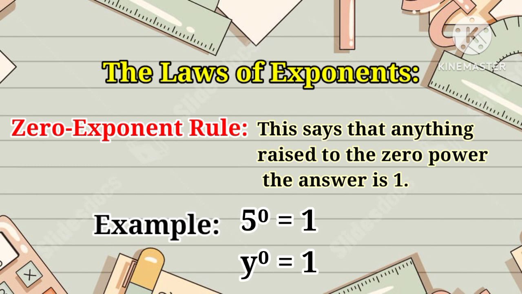Zero exponent rule. This says that anything raised to the zero power, the answer is 1. For example, 5 raised to 0 is equal to 1. Y raised to 0 is equal to 1.